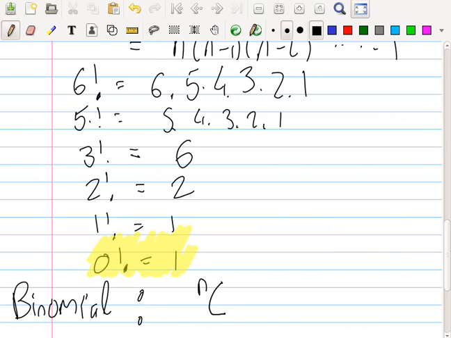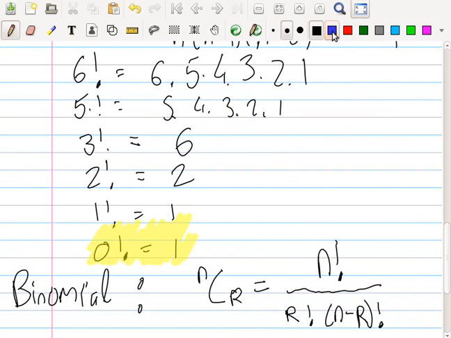n choose r, or nCr, or whatever way you want to call it. The definition is n factorial divided by r factorial times (n minus r) factorial. Let me make my r's a little bit clearer.